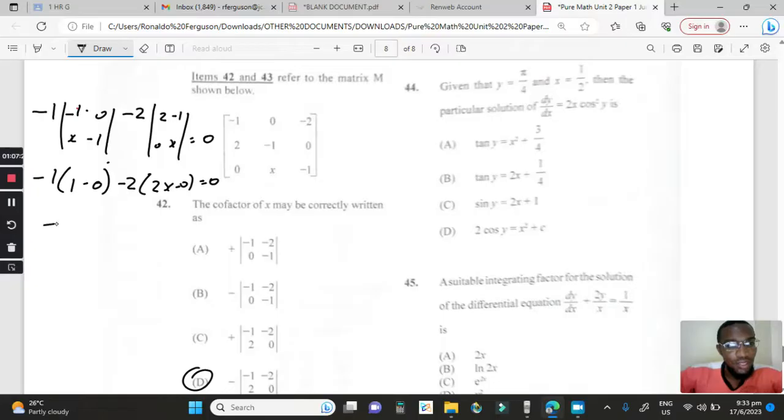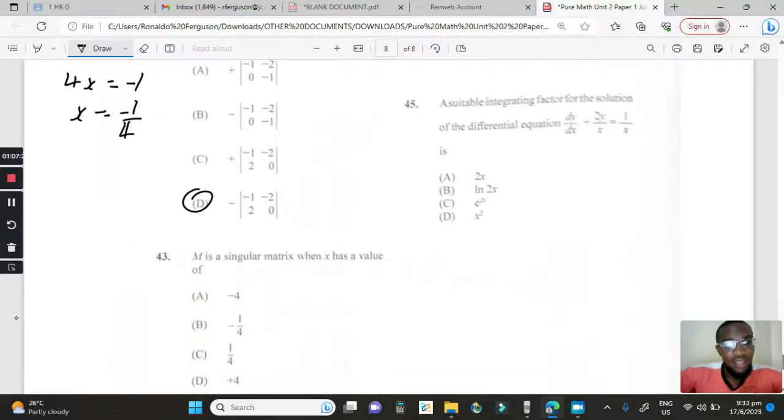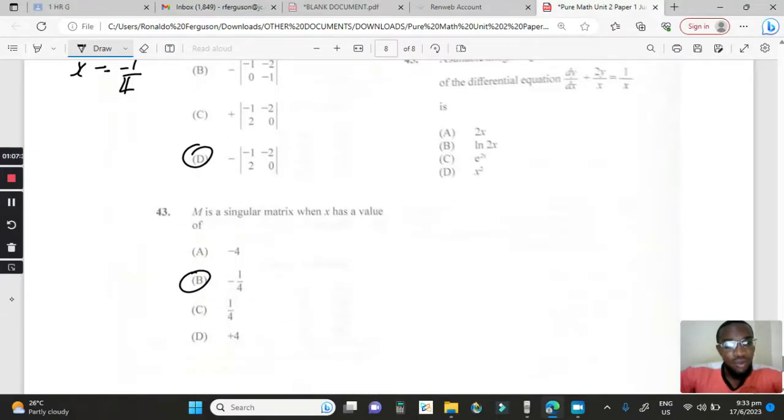Negative 1 times 1 is negative 1. Negative 2 times 2x is minus 4x equals 0. So 4x equals negative 1, so x equals negative a quarter. That's when it's a singular matrix, negative quarter.